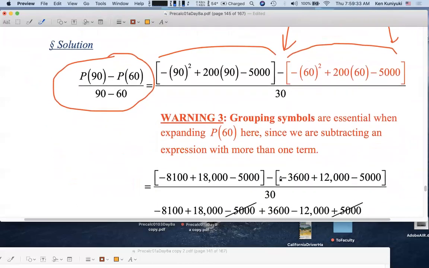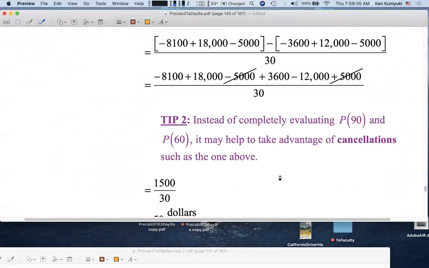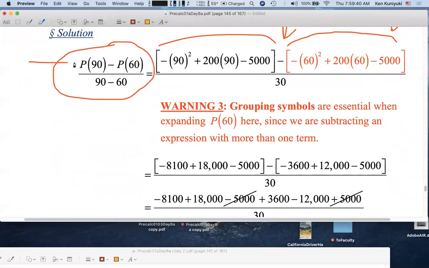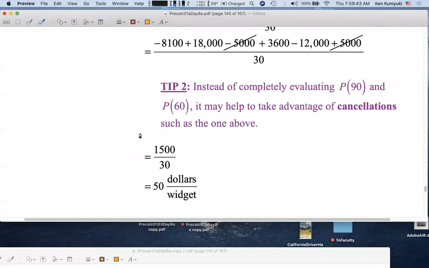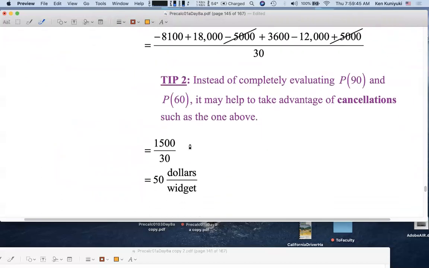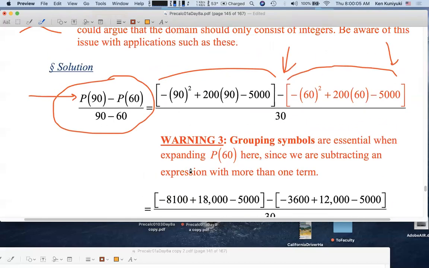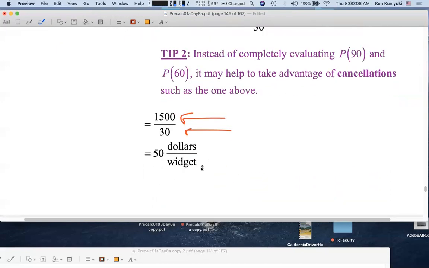All right. So work it out, and we get, now, P of 90 minus P of 60, this numerator, the change in profit is $1,500, going from 60 widgets to 90 widgets. We're dividing by the 30 widgets, the run. So the difference quotient is $50 per widget. Remember, it's dollars of profit over widgets. It's the P unit over the X unit, basically. Dollars per widget, $50 per widget.